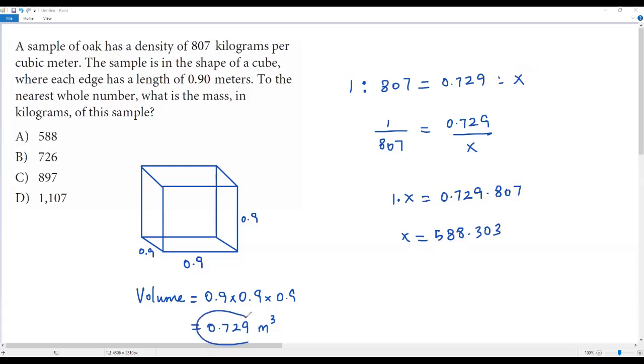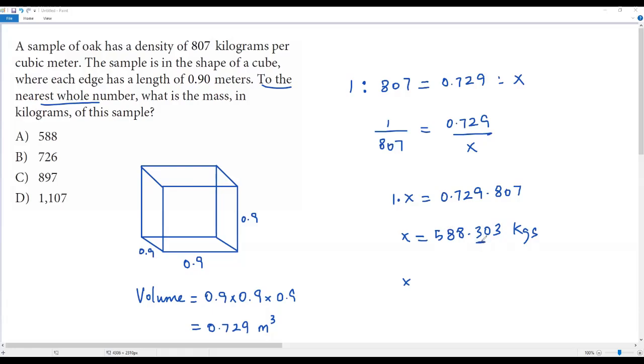We already know that x refers to the mass of the sample, which is in the shape of a cube whose volume is 0.729 cubic meters. When x refers to mass, its unit has to be kilograms. But the question says to the nearest whole number, which means it has to be rounded to the nearest whole number. Whenever I want to round a decimal number to the nearest whole number, I have to look at the digit at the tenths place.